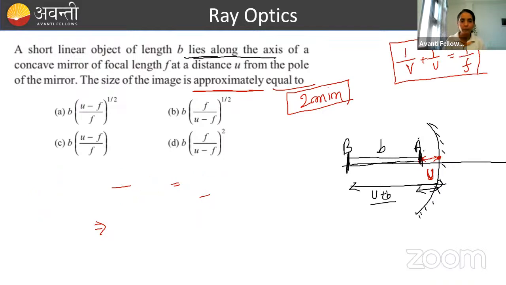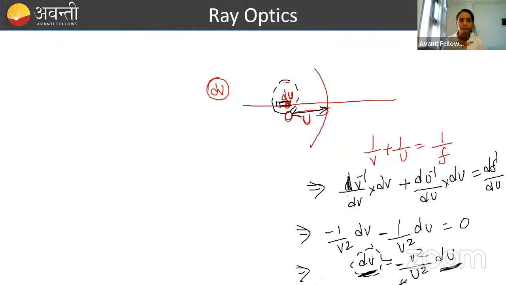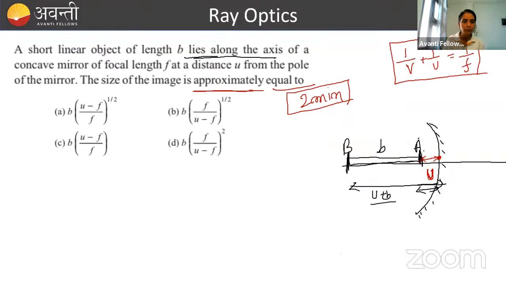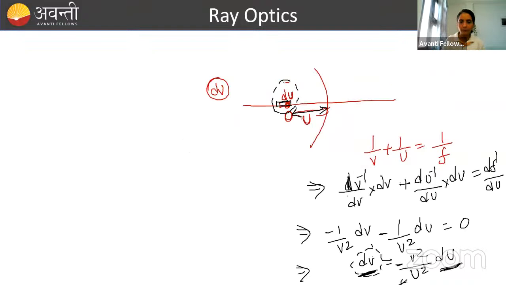What I told you that du is equal to... what we got just now, right? If you remember, sorry, we got dv equal to minus v by u whole square du. This thing we got, right? dv equal to v square by u square du.